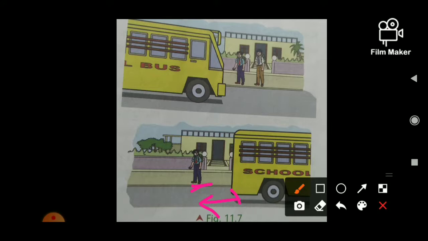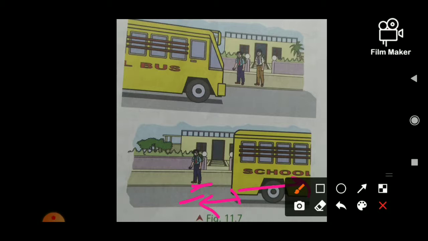And Ramesh is standing at the same place, but the position of the bus relative to Ramesh is changing with time. Obviously, it will move. And an object that changes position with time relative to its surrounding is said to be in motion, right? So the bus is in motion relative to Ramesh.